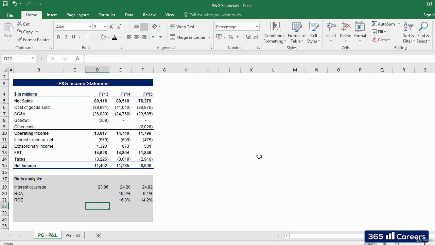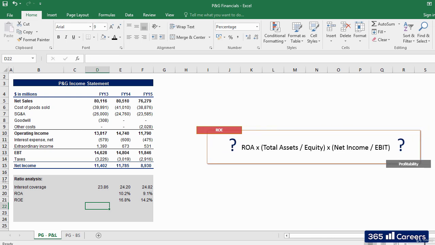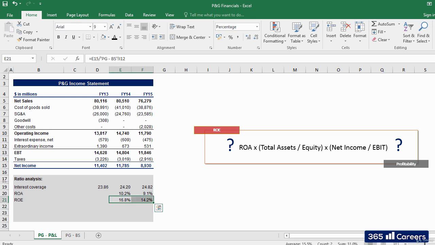I'd like to give you a task now. You should take the file that is attached to this lesson and use it in order to decompose ROE. Once you are ready with the calculation, try to analyze which were the main drivers for the change of the ratio in 2014 and 2015.